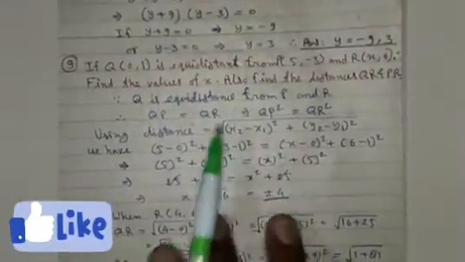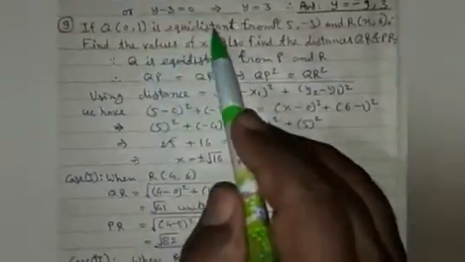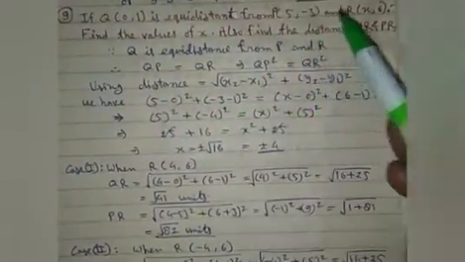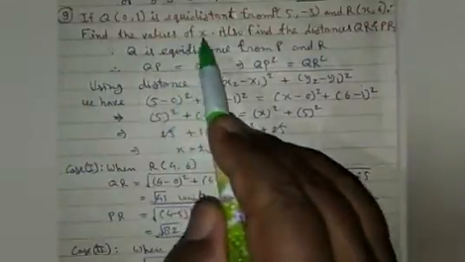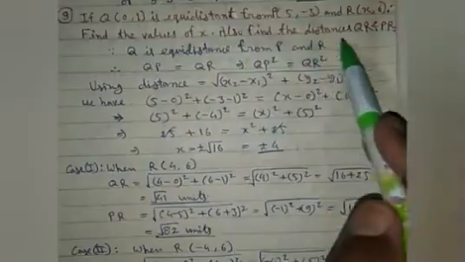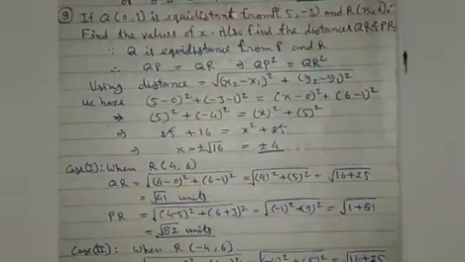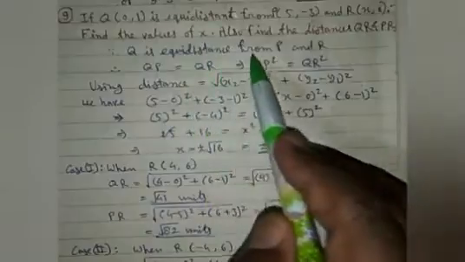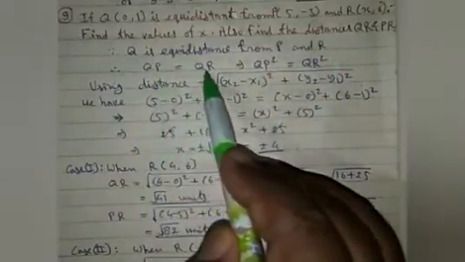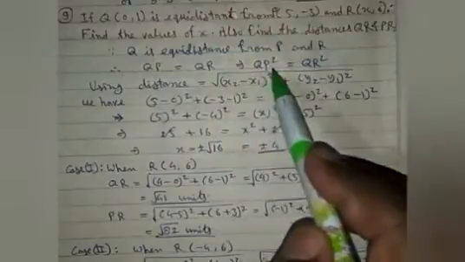Now in question number 9, if Q (0, 1) is equidistant from point P (5, minus 3) and R (x, 6), then find the values of x and also find the distances QR and PR. Here since Q is equidistant from P and R, then QP is equal to QR, that is QP square equal to QR square.